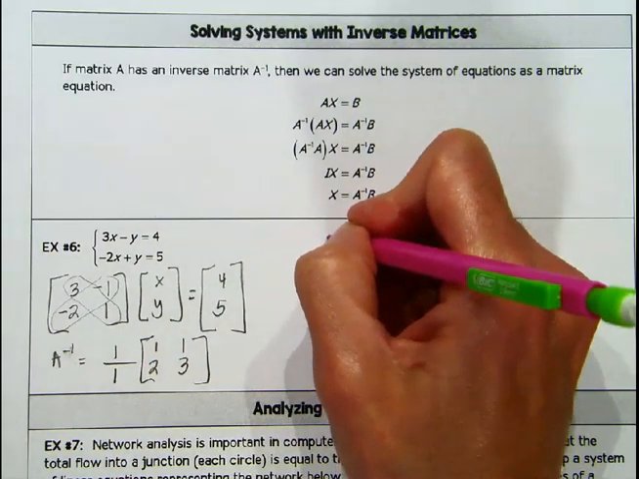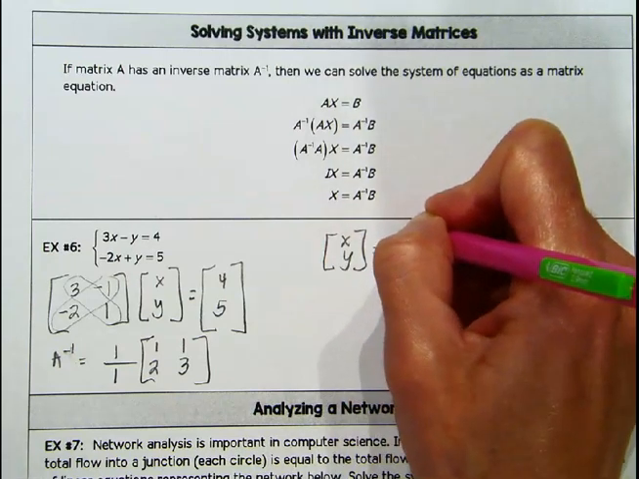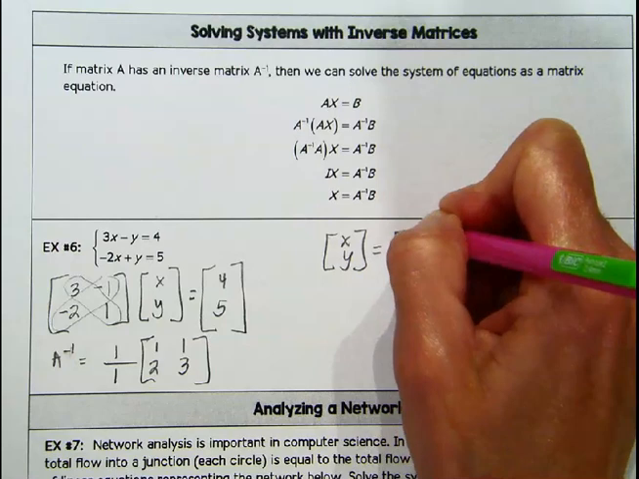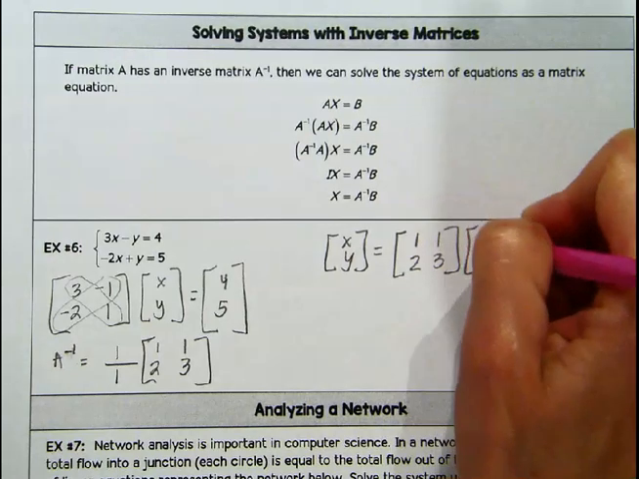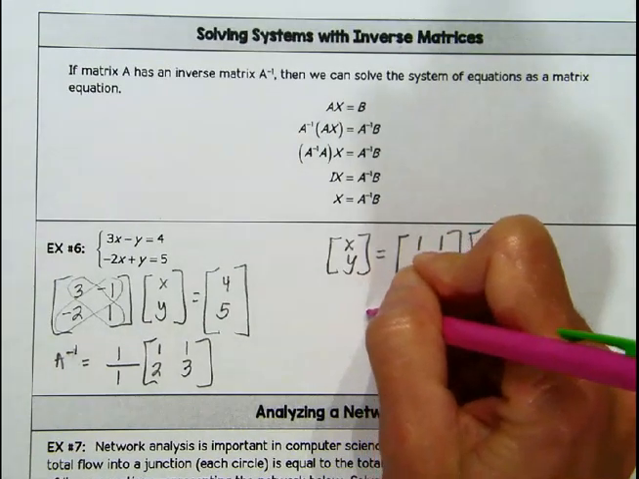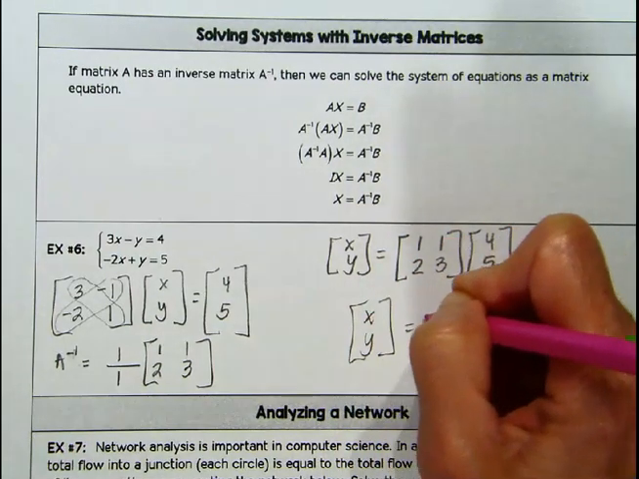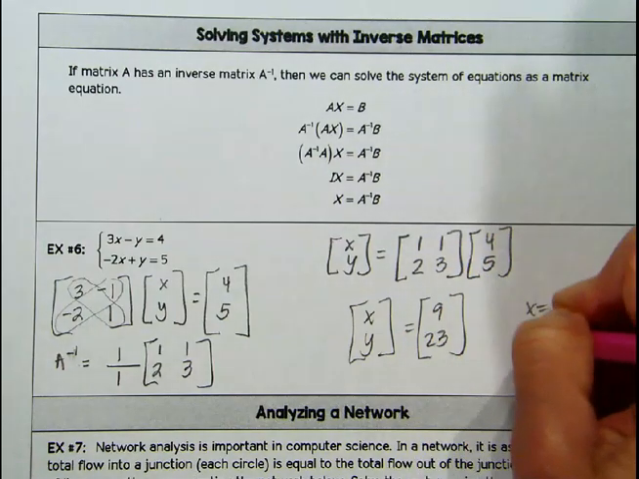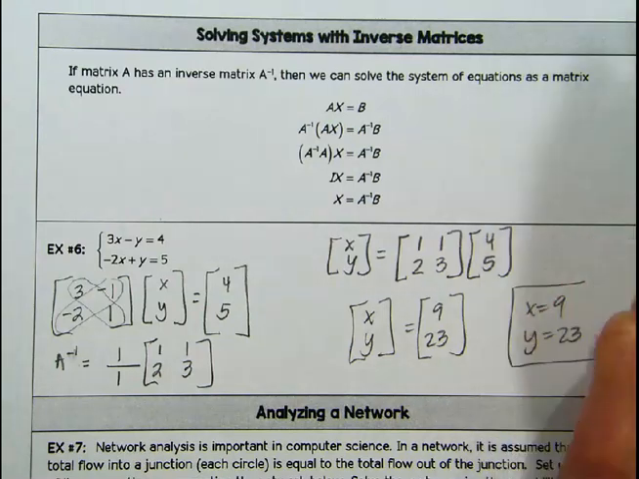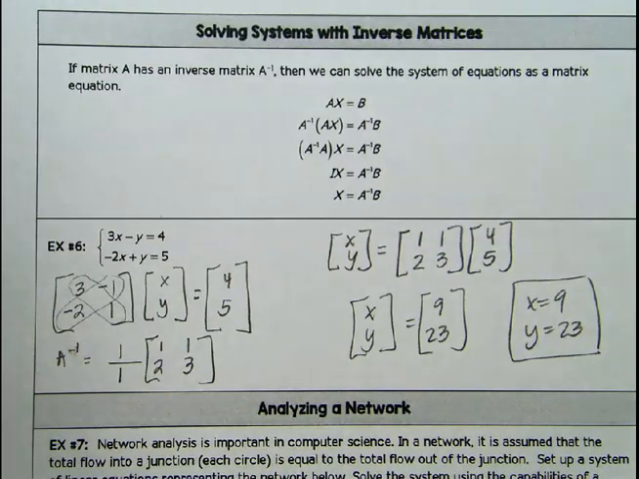So that means I have x y would be equal to the inverse matrix, which is this, times the 4 over 5. And if you multiply that out, you get 9 and 23. So x is 9, y is 23. Now, if you don't really want to do it in that method and you want to use your normal things where you use your elimination, I'm totally fine with that. I kind of prefer it myself.